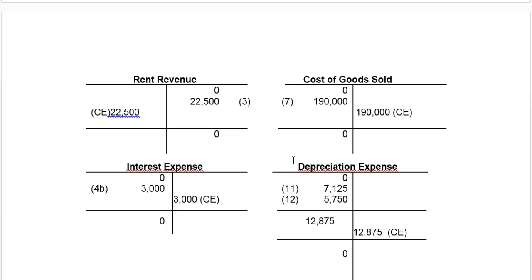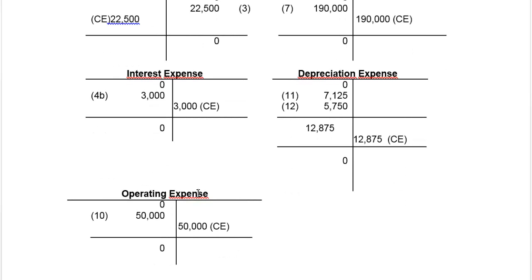And again, note we don't have to separate out depreciation expense, one for building and one for equipment. Now you can if you want to, but it's not necessary. It's only necessary when you're using the accumulated depreciation accounts. You have to do it there, but you don't have to do it when you have the expense accounts. And then of course we had our operating expenses. So what we've done here is we've updated our accounts.